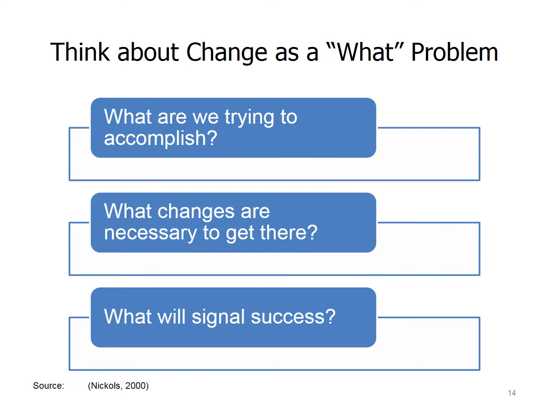What changes are necessary? That is, what about our processes, budget, human resource requirements, and other things must change in order to accomplish our goal? What will signal success? That is, what measures of performance are we trying to influence with the change? And how will we document the impact on these measures? These questions must be addressed by the people who are going to be affected by the change.